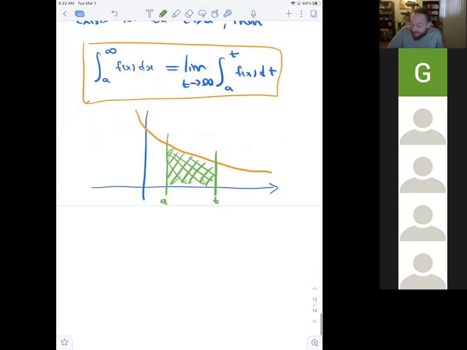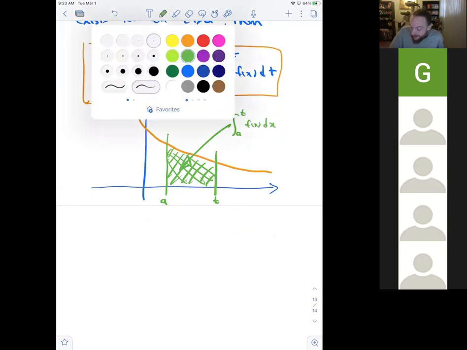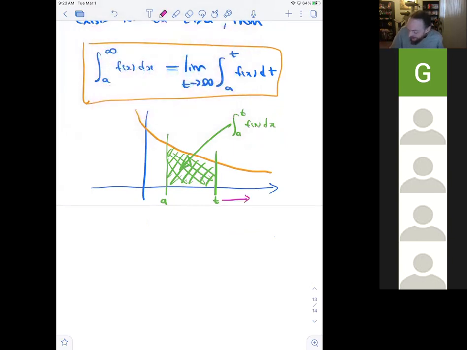We can compute that. That guy is just going to be the integral from a to t of f of x dx. And then what they're going to do is push t to infinity. They're going to take the limit of that. And so if that exists for all of them, that's our definition of that improper integral: the limit of those finite integrals. Otherwise, we say it's infinity.